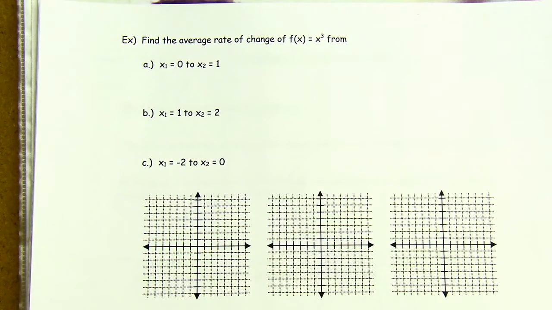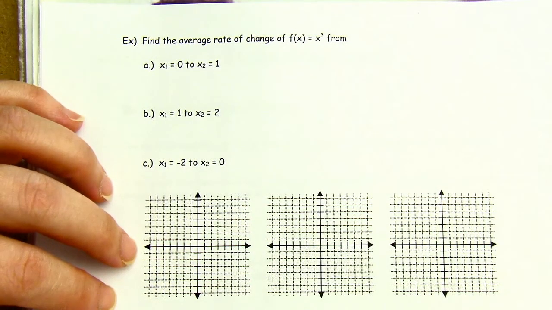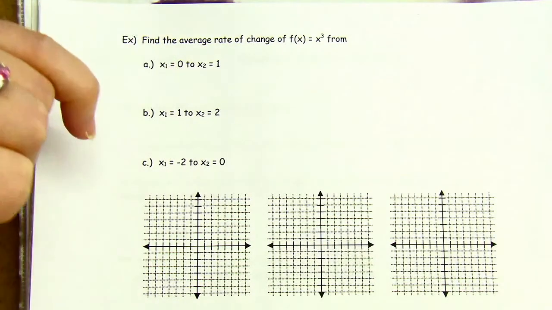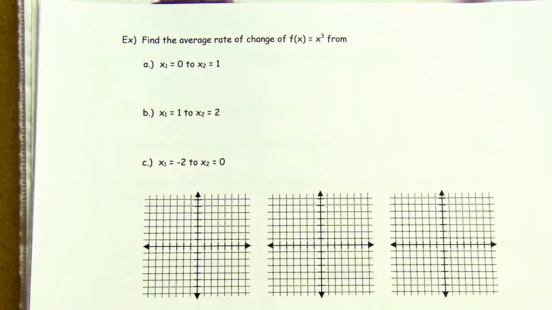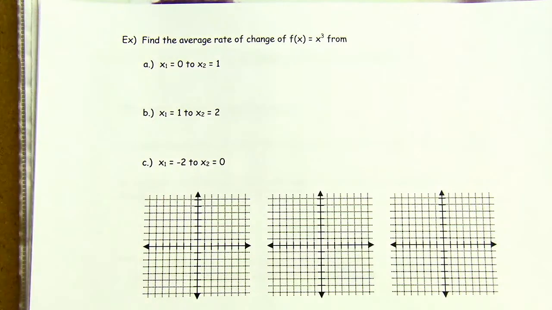All right, here's what we're going to do with this. Find the average rate of change of f of x equals x cubed for 3 parts here: from 0 to 1, from 1 to 2, and from -2 to 0. We're actually going to do this algebraically, and then we're going to look at it graphically and compare our results right now.